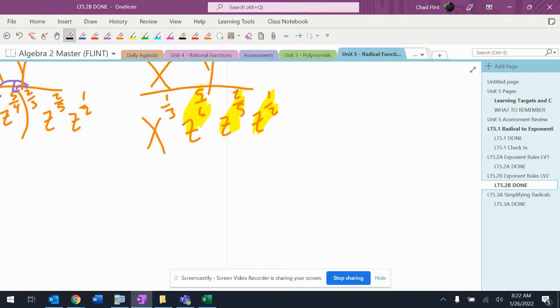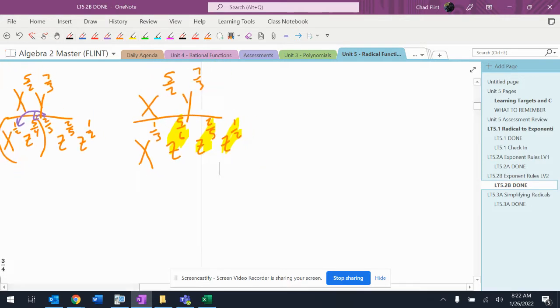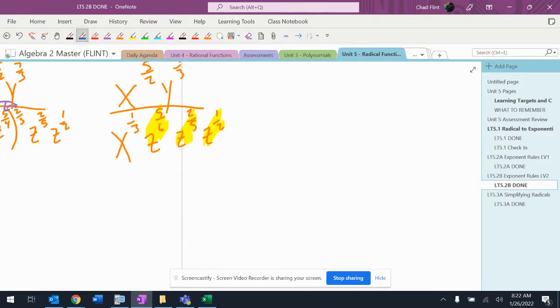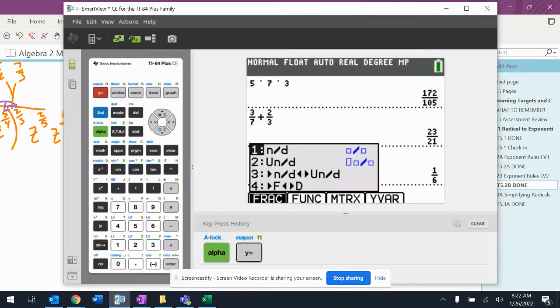All right, so that's going to get me to x to the 5 halves, y to the 7 thirds over x to the 1 third, and then z times z times z. So I'm going to add those exponents. So it's going to be z to the, then I'm just going to add them in the calculator rather than trying to do it in my head.